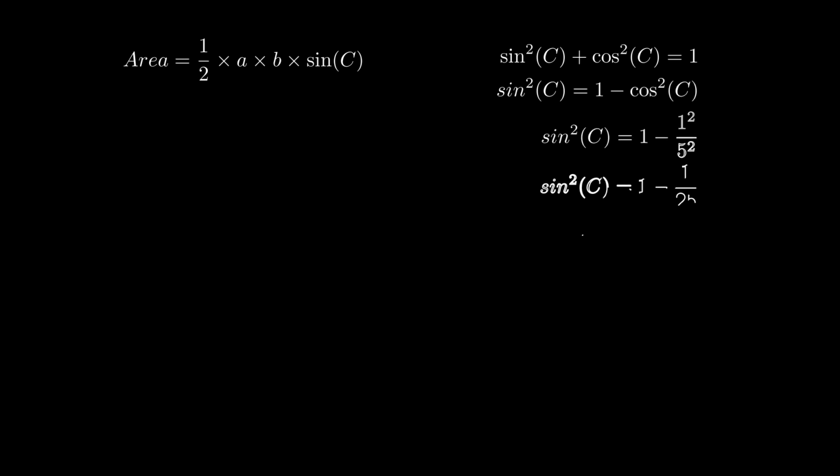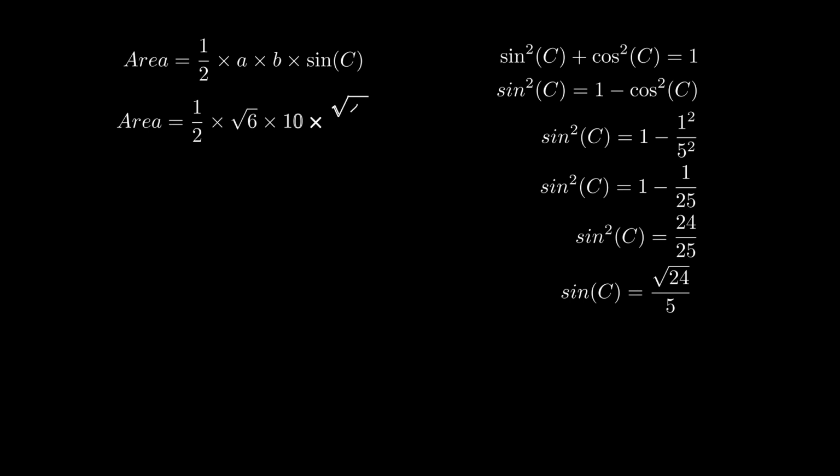We rearrange a little bit because we're looking for the sine of C. We substitute in the values we have for the cosine, and we end up with 1 minus 1 over 25 for the sine squared of C. Simplify it a little bit, that's equal to 24 over 25, and then take the square root of both sides so that you end up with the sine of C is equal to the square root of 24 all over 5. Now we can substitute in all the information we have into the area formula. We end up with that the area is equal to half times the square root of 6 times 10 times the square root of 24 all over 5.